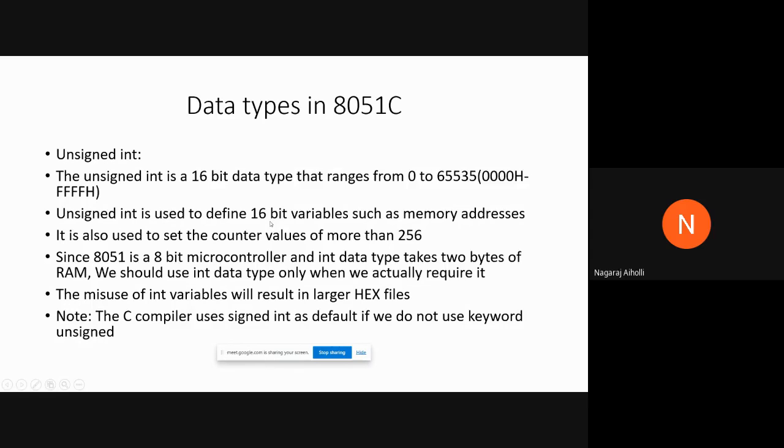It is used to define 16-bit memory values. The memory locations in the 8051 microcontroller are 16-bit, whereas the data is 8-bit. To represent these 16-bit memory locations, the unsigned int data type is used. Sometimes there are counters which go beyond 255 or 256, and to represent such counters also, the unsigned integer data type is used.